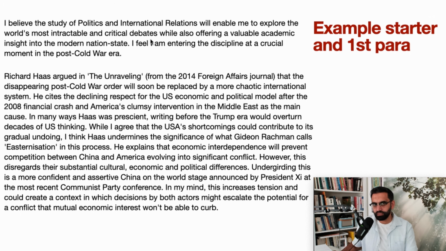Here's an interesting second or first paragraph. Let's call the previous one a starter, and then this can be our second paragraph or our first paragraph, as I've said here. So this student talks about her reading. Richard Haass argued in The Unraveling that the disappearing post-Cold War order will soon be replaced by a more chaotic international system. You don't have to cite the article, but you can. He cites the decline in respect for the US economic and political model after the 2008 financial crash and America's clumsy intervention in the Middle East as the main cause. Now, here we go. In many ways, Haass was prescient.